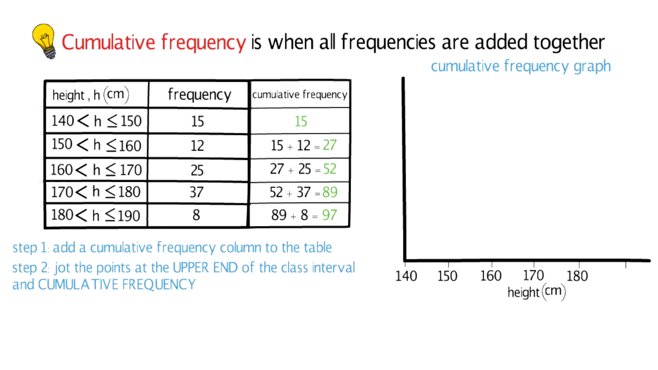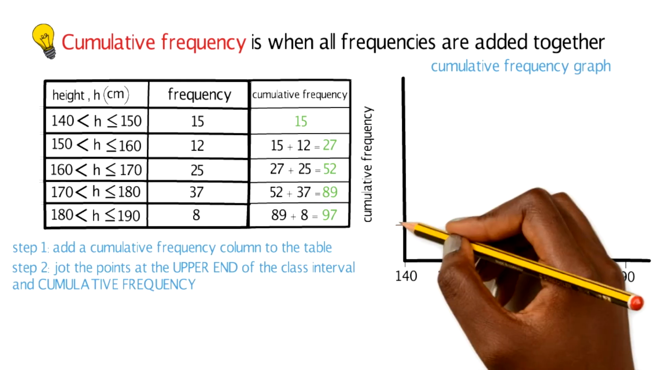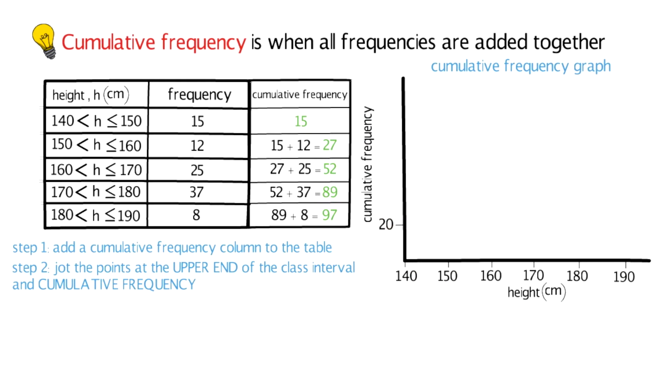You're focusing on the upper end of the class interval, and your y values for the points you're plotting on the graph are going to be your cumulative frequency. So you're not going to be plotting your frequency on the graph at all. With frequency polygons, it was midpoints and the frequency. With cumulative frequency, it's the higher end of the class interval and the cumulative frequency. And this is really important for students to understand.